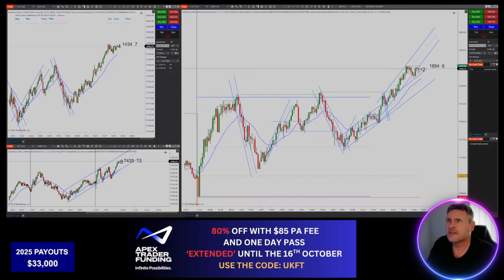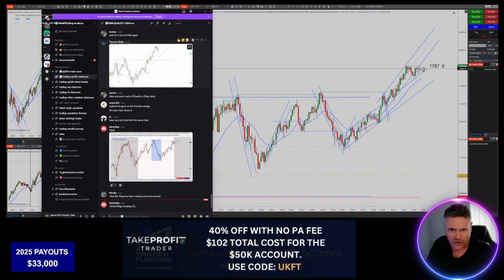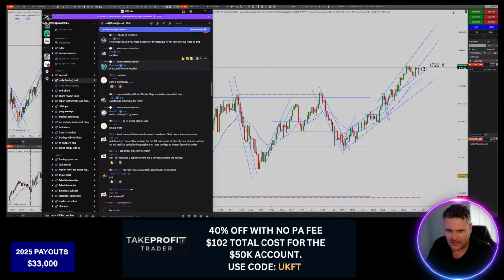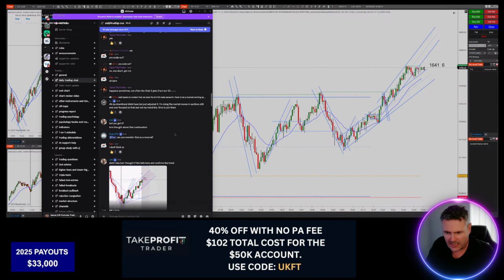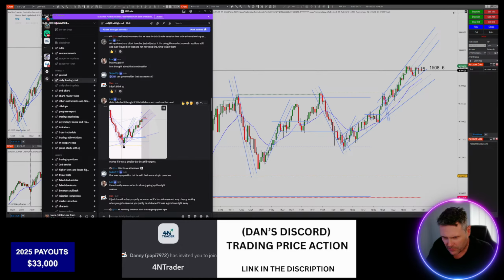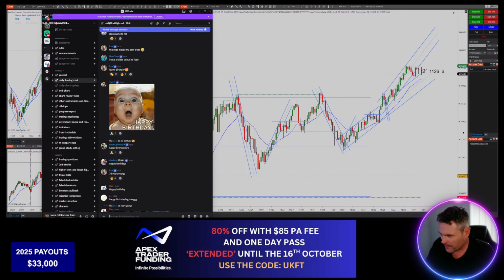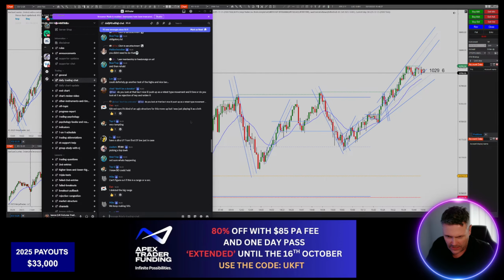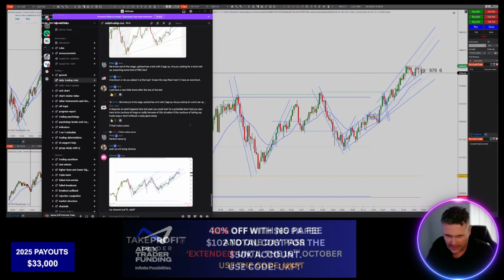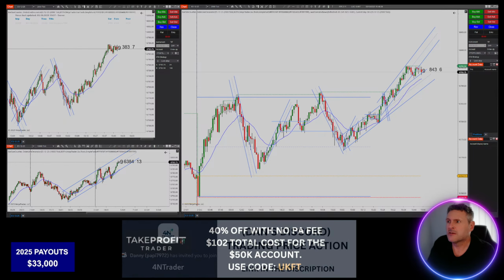I tend to flick between these two as well, between Thomas's and Dan's. I like to see, because Thomas and Dan trade slightly different. Dan tends to keep things tighter. Thomas opens up trades quicker, opens up channels quicker. So there's a slight difference in variation, which I kind of like. It gives you a bit of a mixed bag, so to speak.